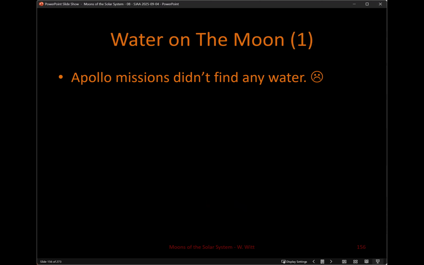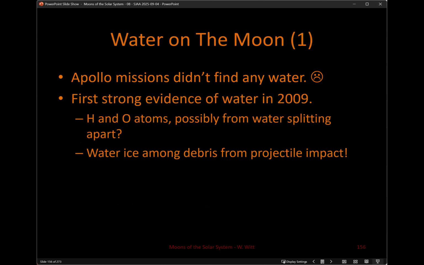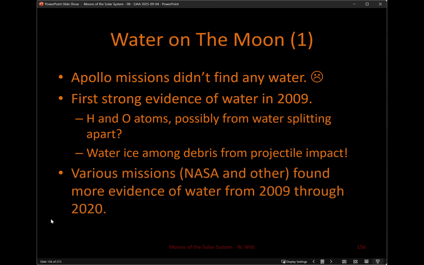And we looked for water on the moon, right? And the Apollo missions didn't find any water. Not until 2009 was there any reasonable evidence that there might be water there, because we were able to detect H and O, hydrogen and oxygen atoms, from water splitting. And we actually saw some ice when we intentionally hit the moon with a projectile and watched what flew up. And it's like, hey, there seems to be ice there. And various NASA missions have found more evidence of water since then.